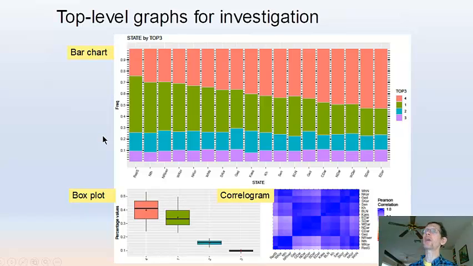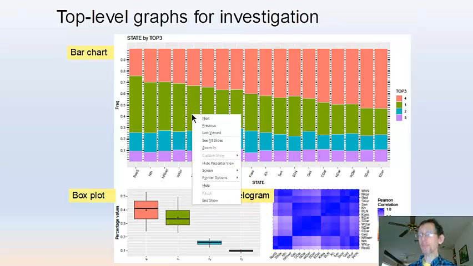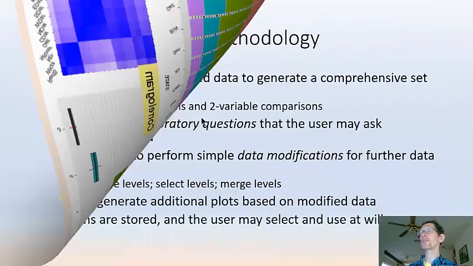And these graphs will be generated automatically. So at the top level, the user will receive these graphs, a bar chart, box plot, and parallelogram. And of course, they may need some instruction on how to read these. But I think it's easy to find visual details here to look at and to ask questions about.